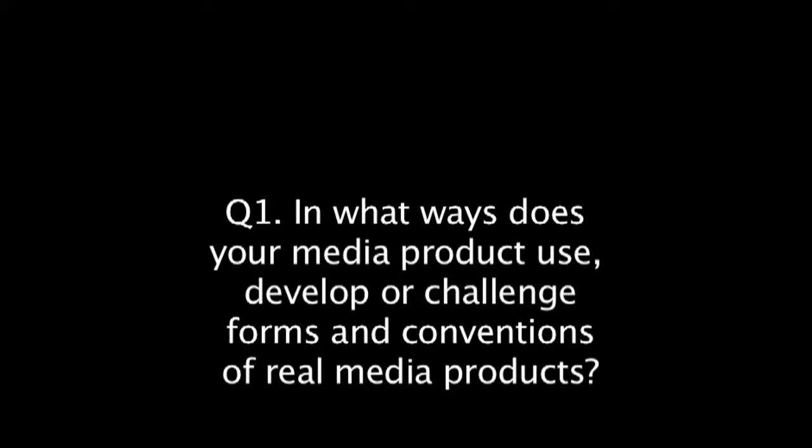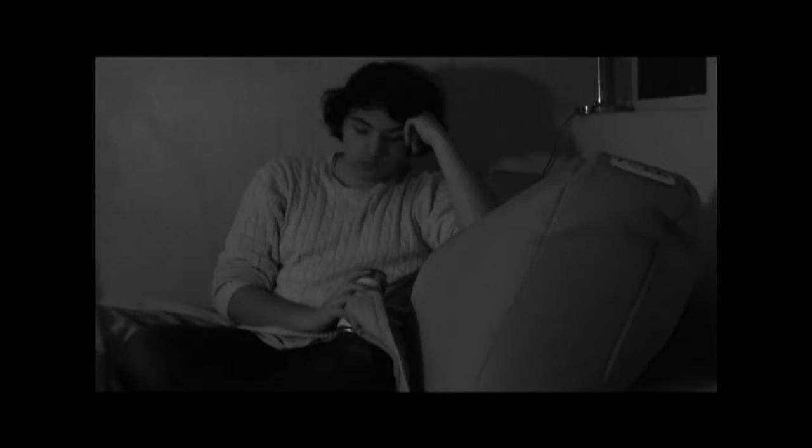Question 1. In what ways does your media product use, develop or challenge forms and conventions of real media products? One way in which we've used a typical convention is in the editing stage, where we have changed the scene to be black and white, as opposed to obviously full colour. This helps portray the narrative, where the black and white shots are scenes from the past and full colour are those in the present.